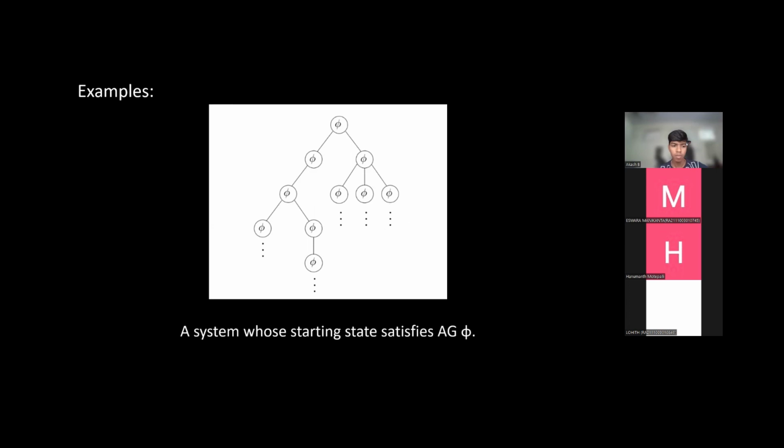And the last model, here it is AG phi, which means along all the paths globally, we must have phi as a label. According to our path tree, phi is present globally in all nodes as a label. Hence, this follows the semantic entailment.